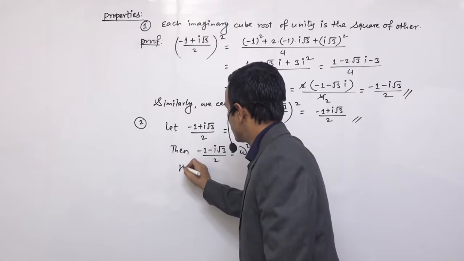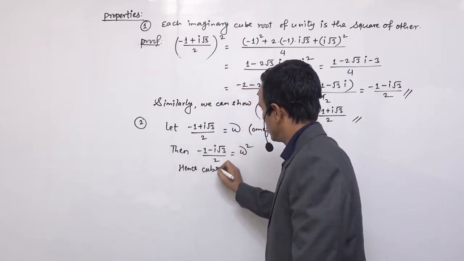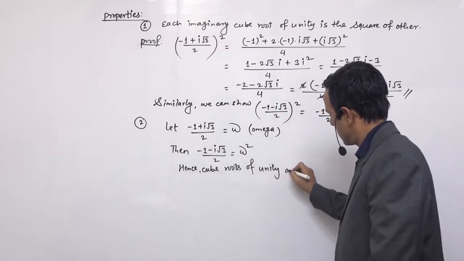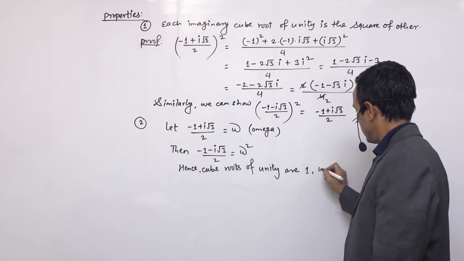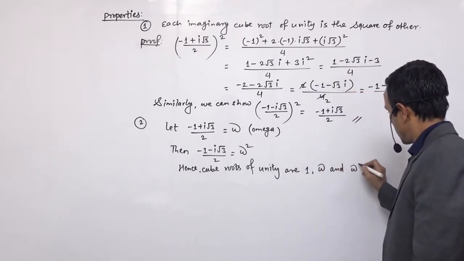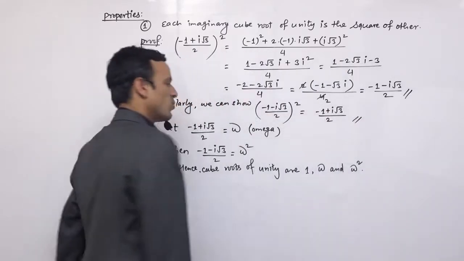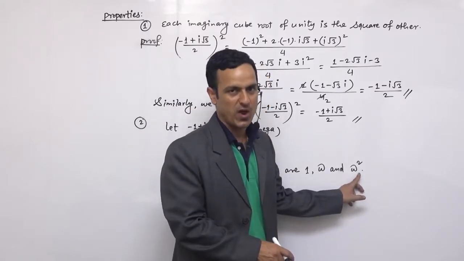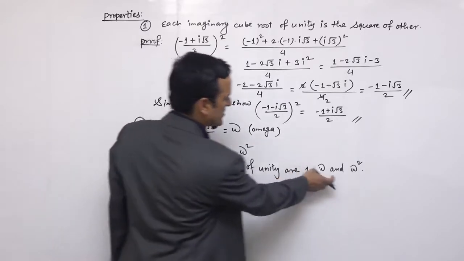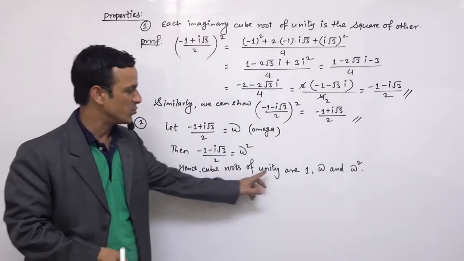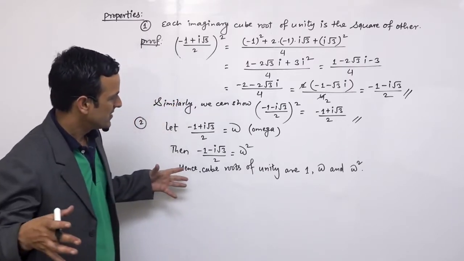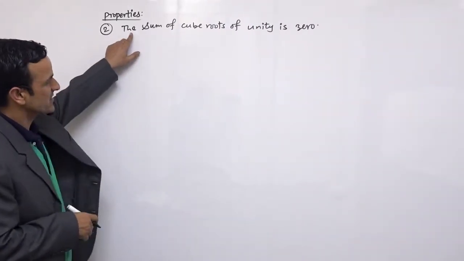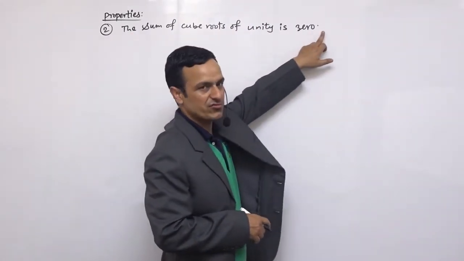Hence the cube roots of unity are 1, omega and omega square. So in this way we can suppose the cube roots of unity are 1, omega and omega square. This is the shortcut notation for cube roots of unity. Now we can establish other properties by using this omega. Okay, next property: the sum of cube roots of unity is 0.